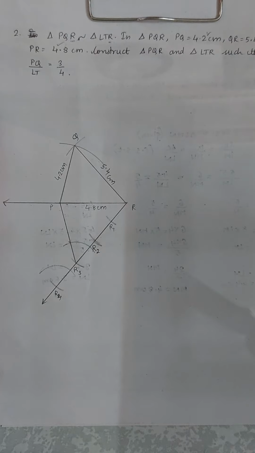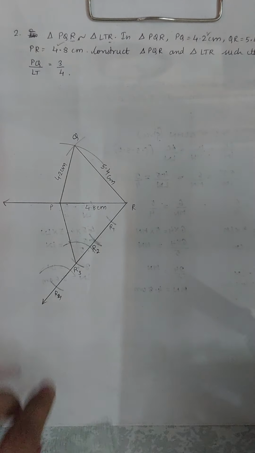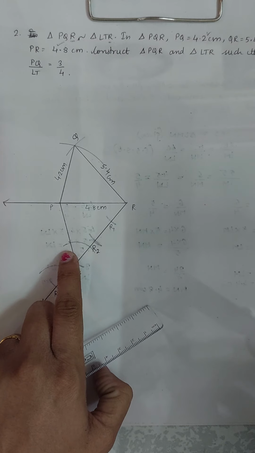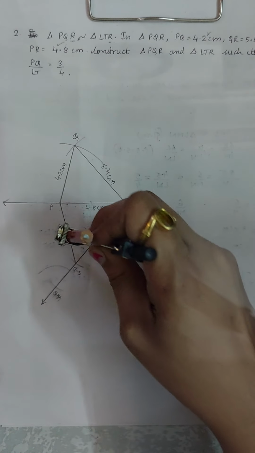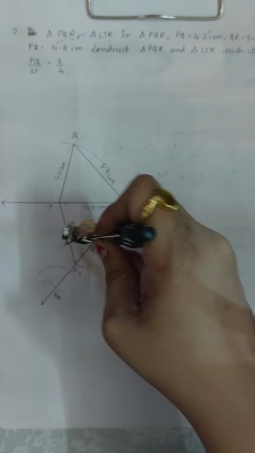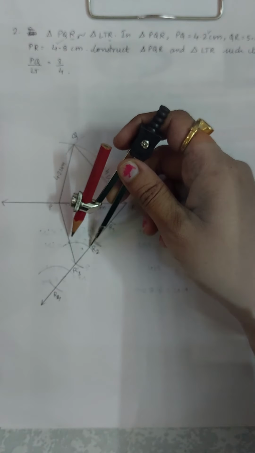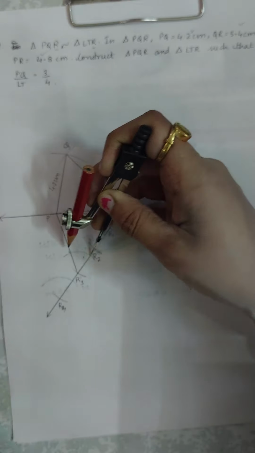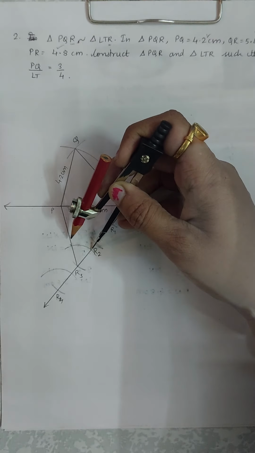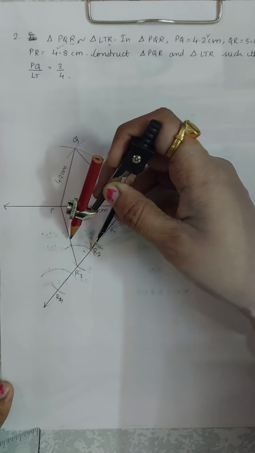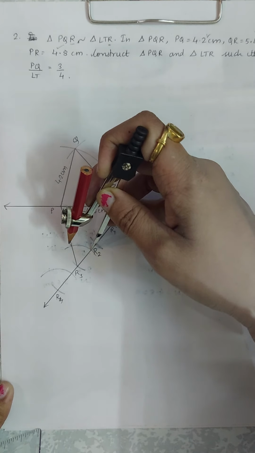Okay, so I have drawn 2 arcs of the same measurement. After that, this and this are the points where they are intersecting, right? So place this here, take this measurement. Okay, this measurement, see this, place this here and pencil on this arc, and pencil will be on this arc here.